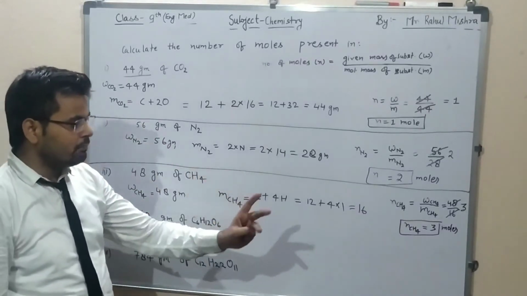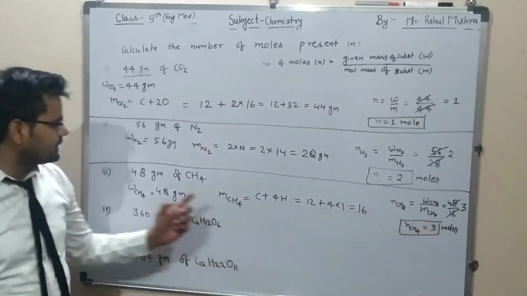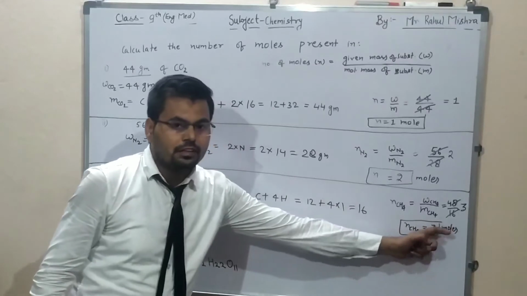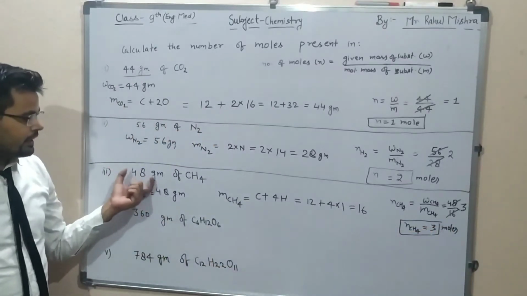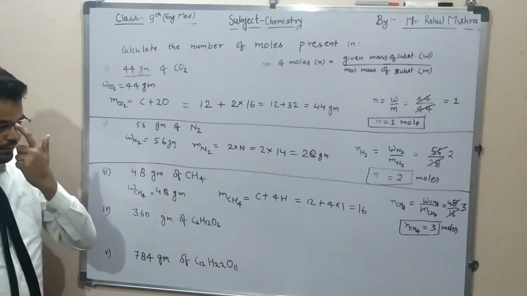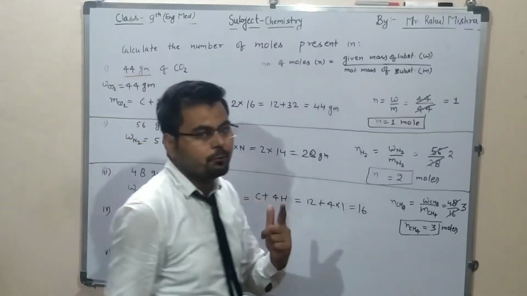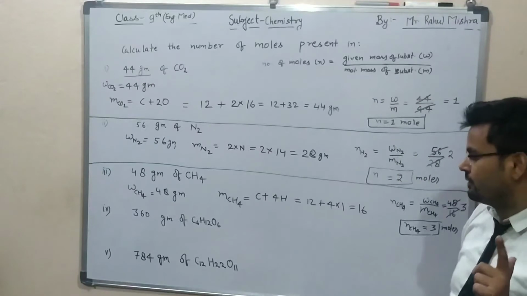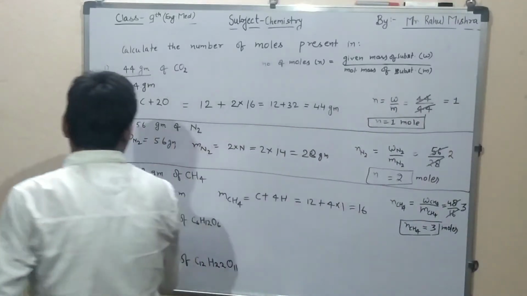इसका मतलब हम कह सकते हैं मोल किसी भी सब्सटेंस की क्वांटिटी को बताता है. 3 मोल CH4 का मतलब है 48 ग्राम CH4. It means mole is the unit of amount of substance.